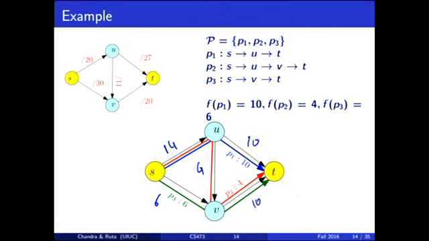All the flow has to leave S. The total capacity of the edges out of S is 20 plus 30, right? So I can't send more than 50 units of flow. But then, if you look at the sink, 47 is also an upper bound, right? Because if I remove those two edges, flow has to go into the sink, right?